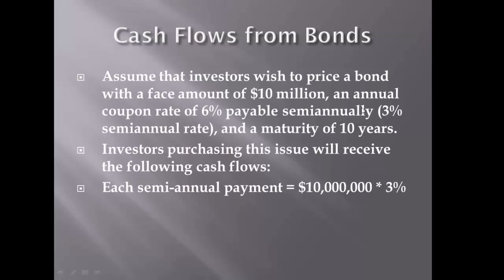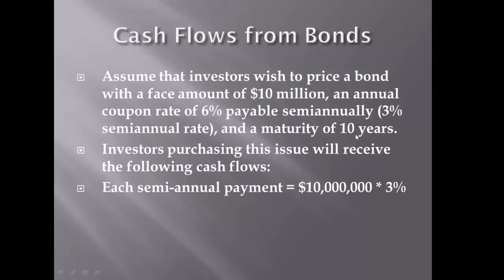Now, the bond has a maturity of 10 years. What this implies is that after 10 years, the face amount of 10 million will be paid. And that is one unique characteristic of bonds. Bonds pay the face amount at maturity.